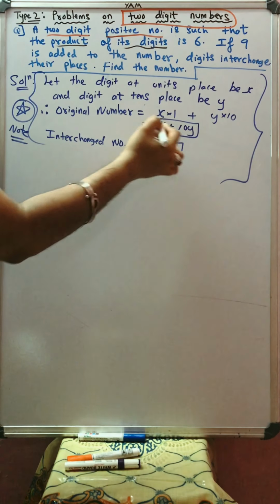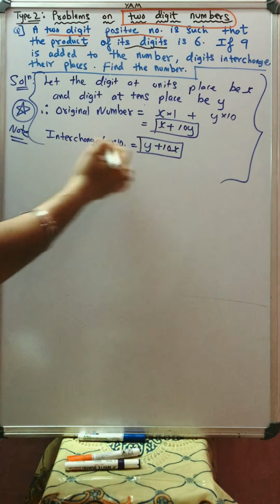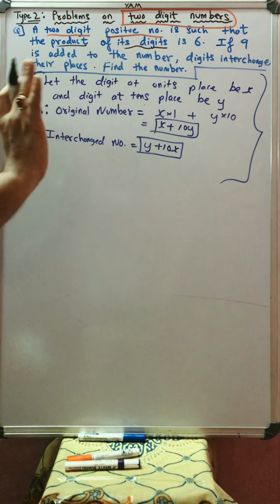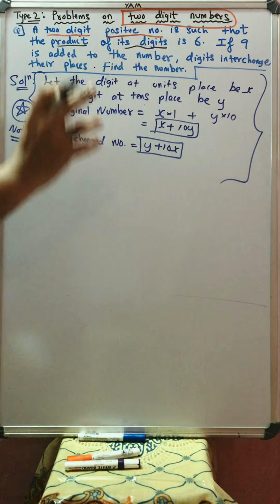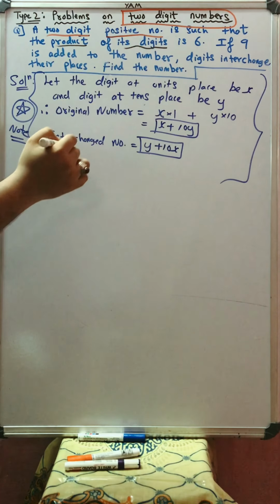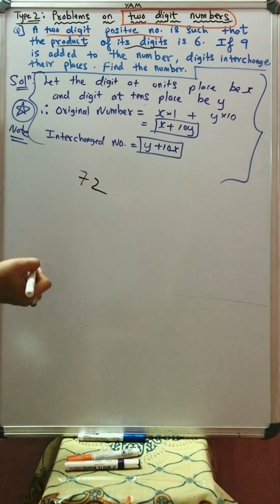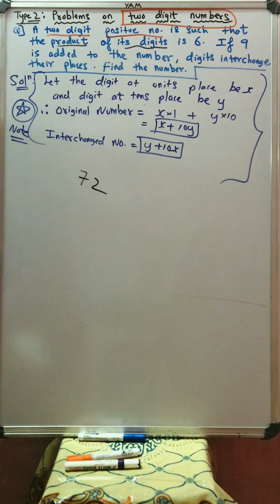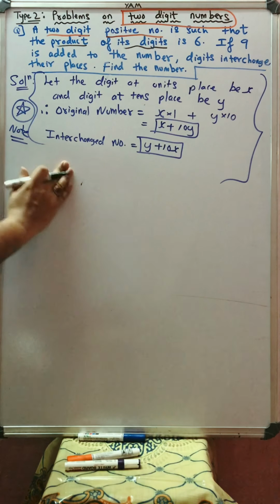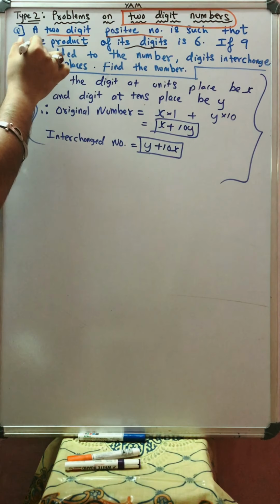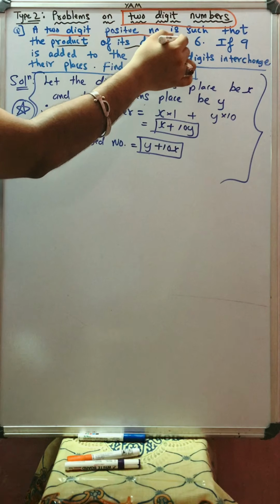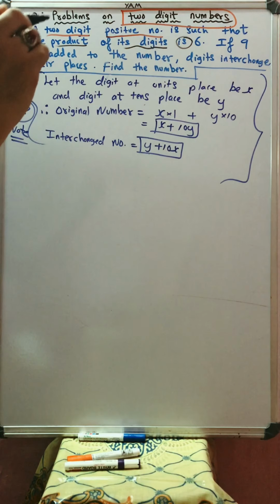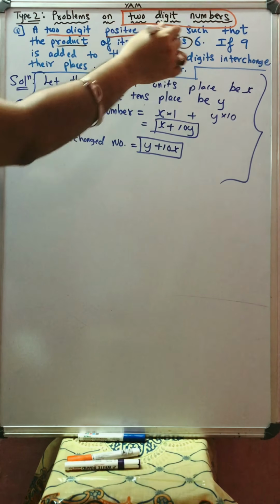See, this is the number, the original number. This is the entire number. This is the interchange number. They are not talking about the number. They are talking about the digits. If I have the number 72, so my digits are 7 and 2. So if I say product of the digits, that means 7 multiplied by 2. Understanding? Product of the digits means 7 multiplied by 2. So now they are telling the product of its digits is, means equal to, as I gave you in the note, is 6.